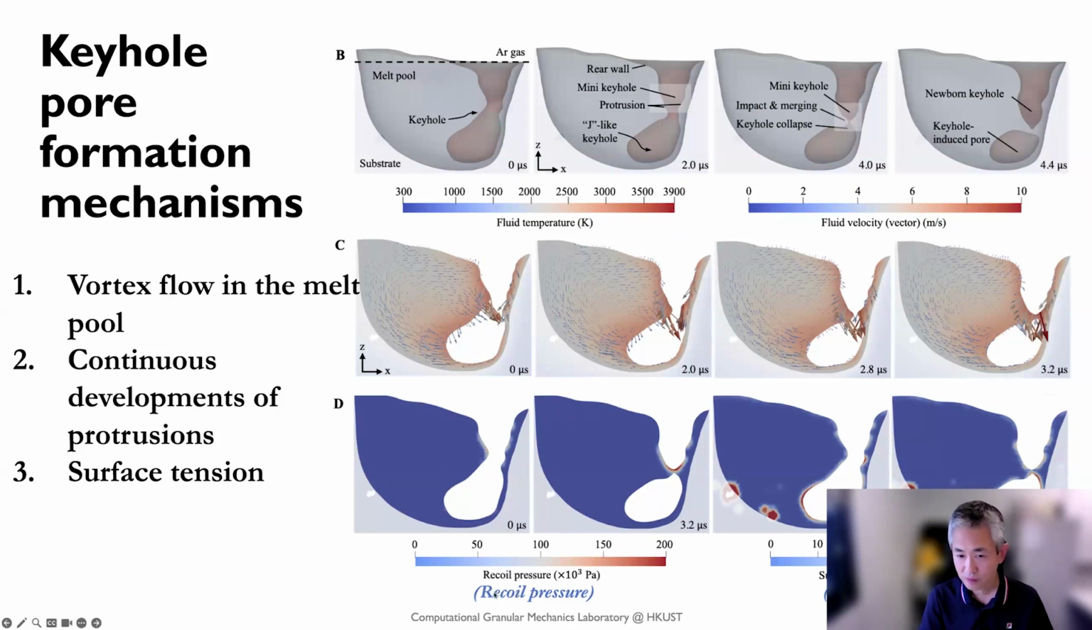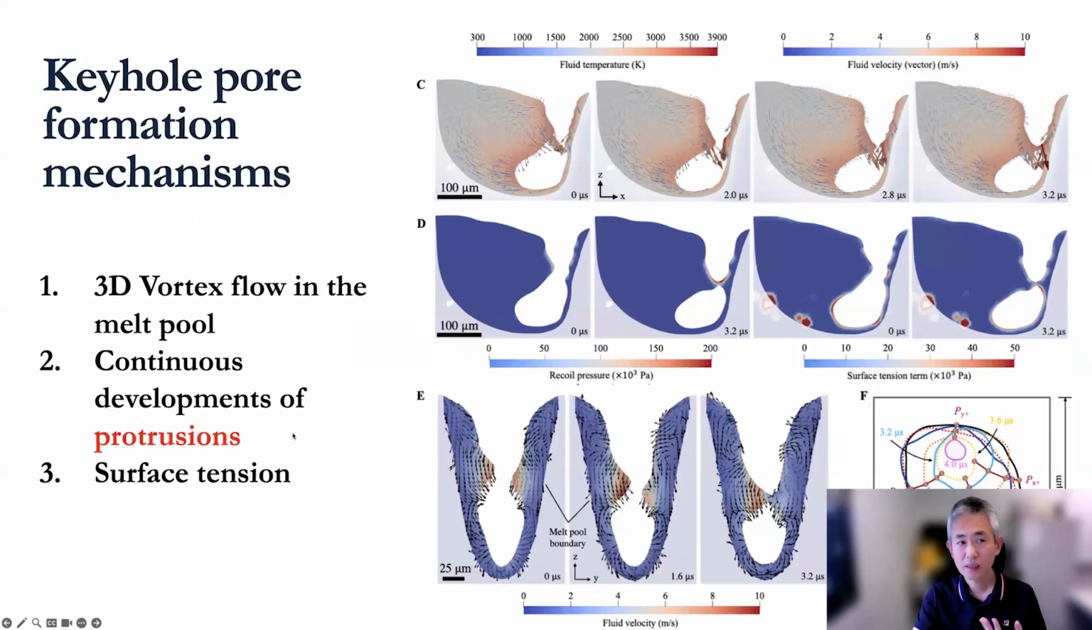Here we also quantify the so-called recoil pressure at the different parts. So we can see here, one is the protrusions approach each other, and then you generate a very high recoil pressure. Okay, these are where the surface tension occurs, that surface tension around this closed keyhole and also the leftover holes. And so the mechanism essentially is we have the three-dimensional vortex flow developed in the metal pool liquid, and also continuous protrusion, as I showed here, and also the surface tension.